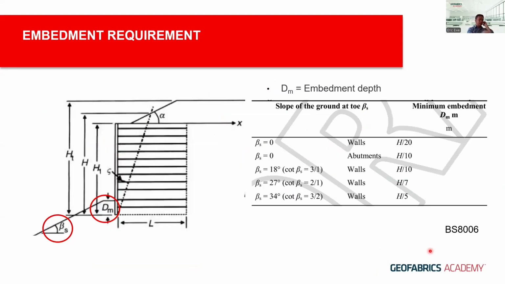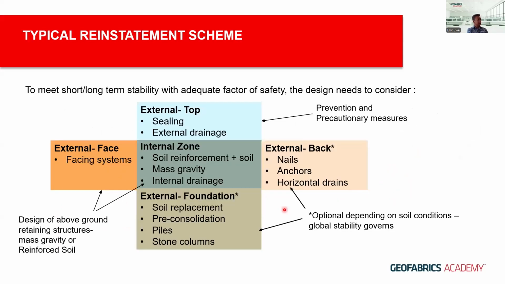Now, straight away, embedment is something straight from the British Standard code of practice. They recommend the embedment to be either H over 20, i.e. the total height divided by 20, or, depending on the downhill slope angle, this Dm, the minimum embedment depth, also increases in requirement as the slope becomes steeper. So I'll leave you with that.